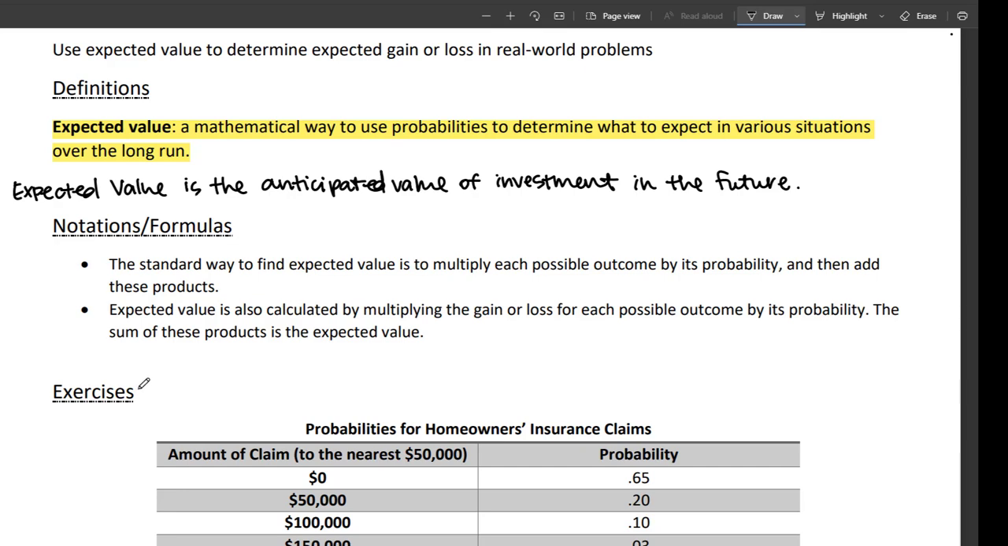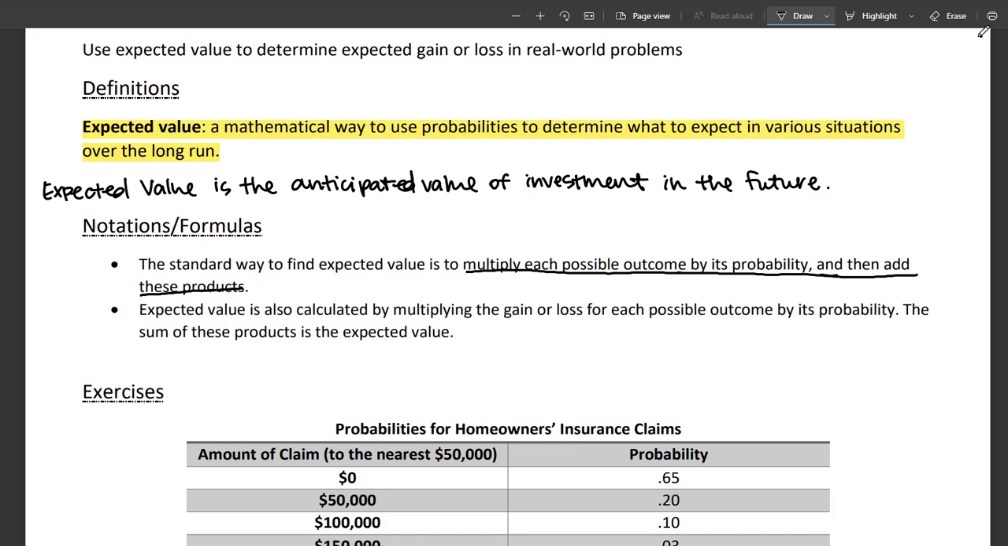So there's two different ways that we can calculate expected value that we have listed. The first way is the standard way, and you're going to multiply each possible outcome by its probability and then add these products. And then it is also calculated by multiplying the gain or loss for each possible outcome by its probability, and then you take the sum of these products for the gain and the loss.